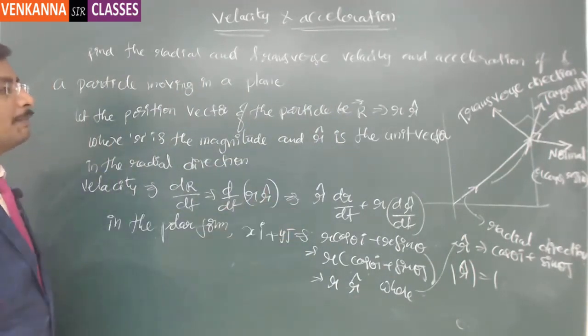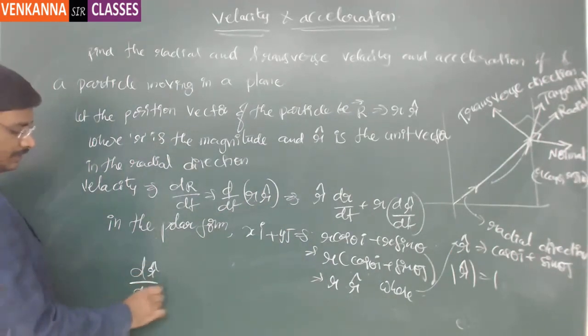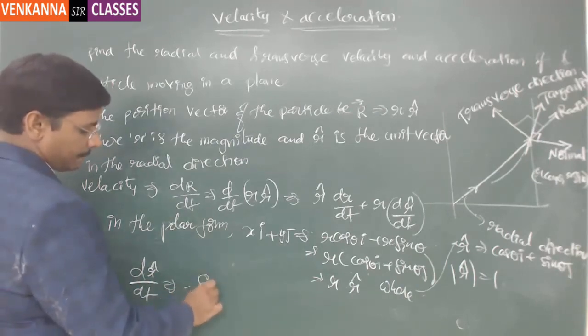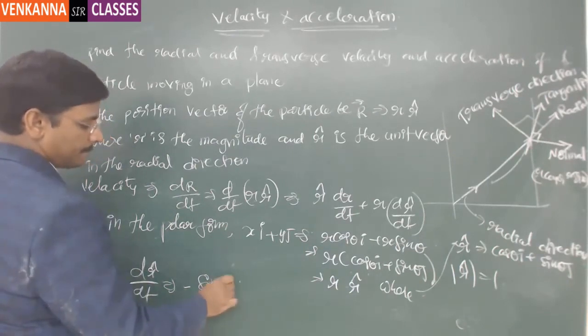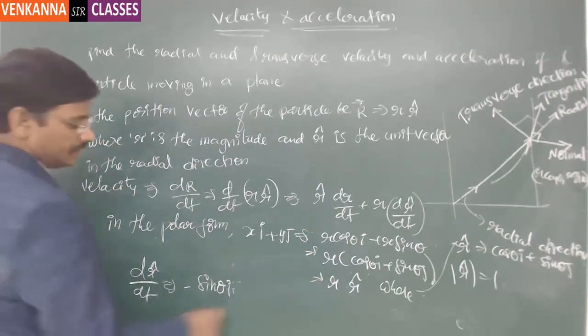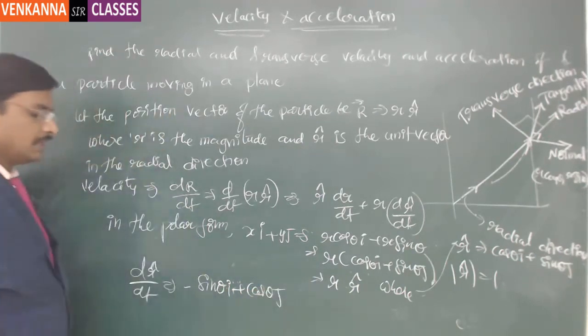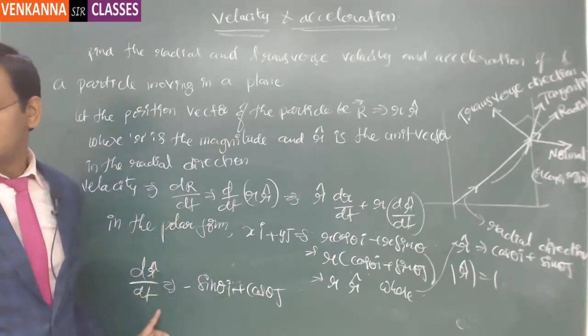This is how you can express r into r cap. Now dr cap by dt: the derivative of cos theta is minus sin theta into i, and the derivative of sin theta is plus cos theta into j. So dr cap by dt is minus sin theta i plus cos theta j.